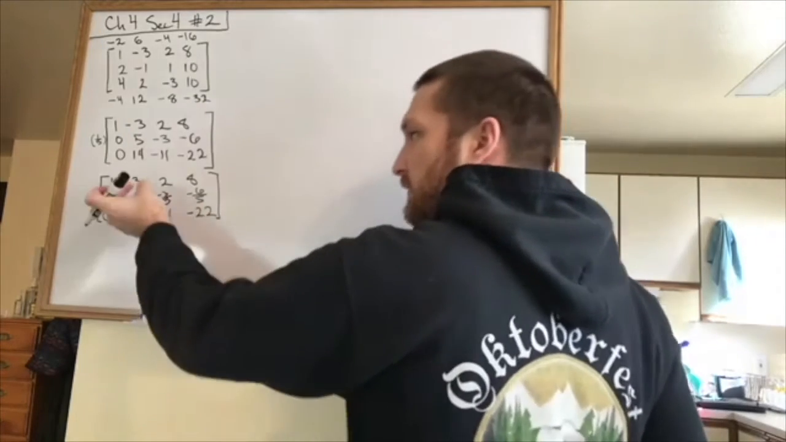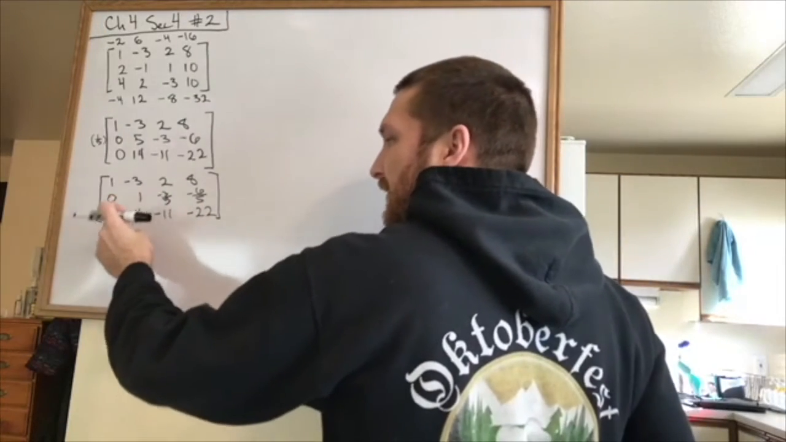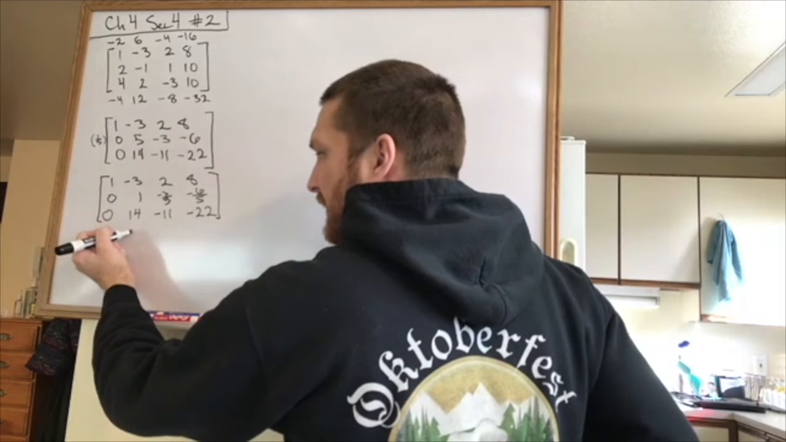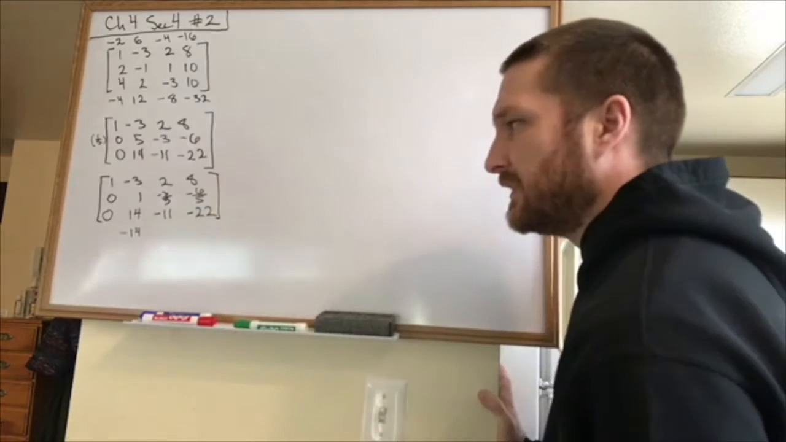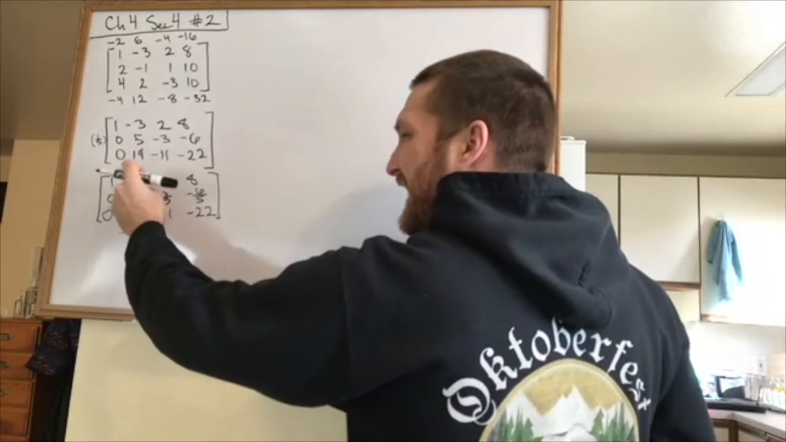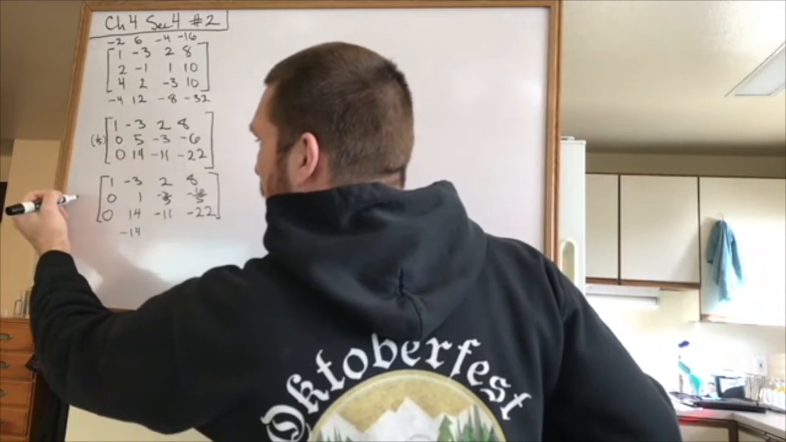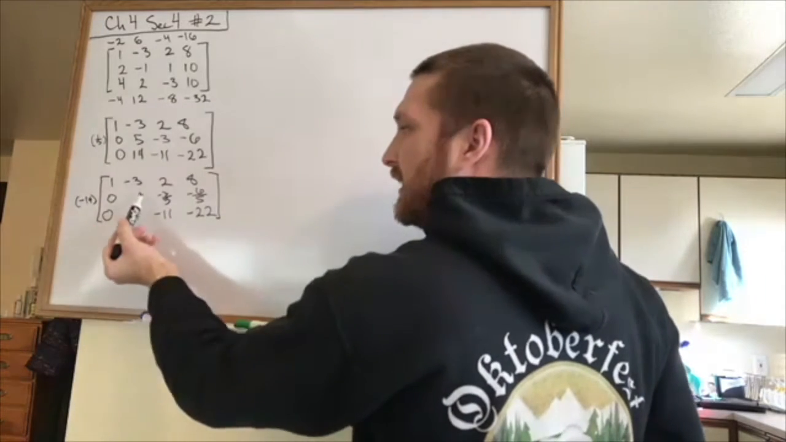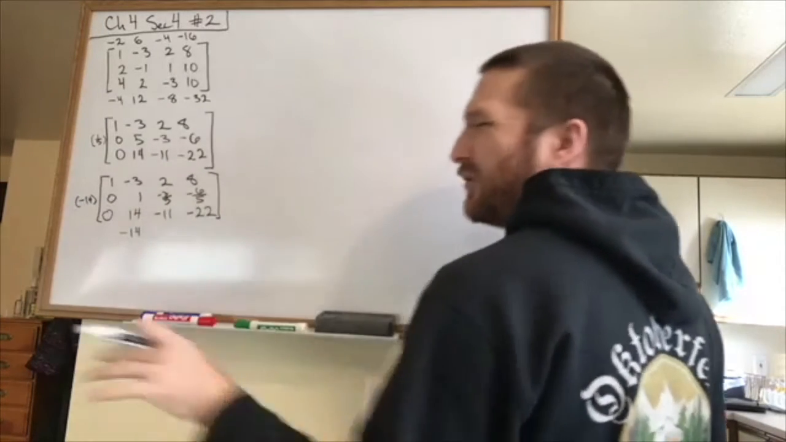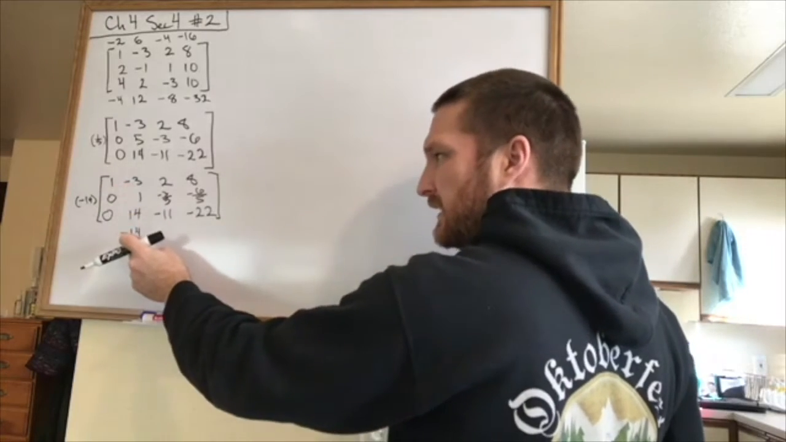I need zeros beneath my leading 1. So I need to find a way to make that 0. The only way to add something to positive 14 and make it 0 is if it's negative 14. So that means I need a negative 14 right here. So I'm going to multiply this entire row by negative 14. That's going to give me, the 0 is just a 0. I'm not even going to write the 0. Negative 14 times 1 is negative 14.